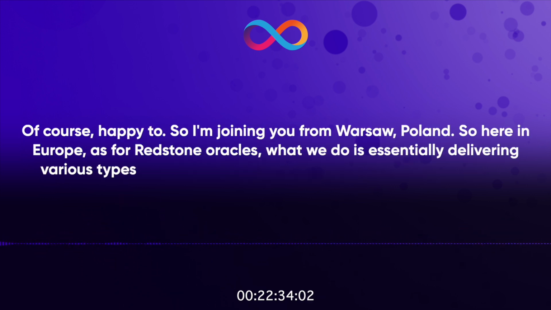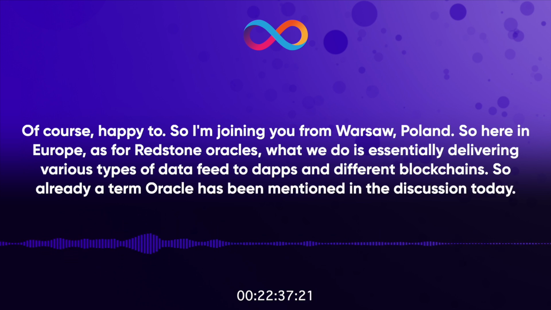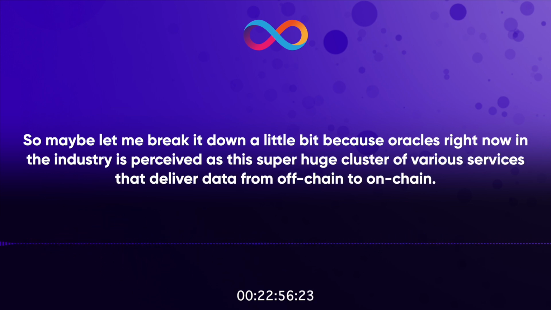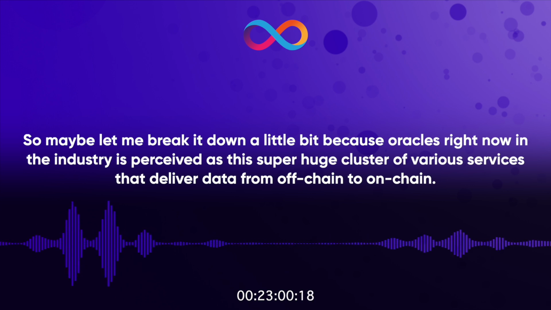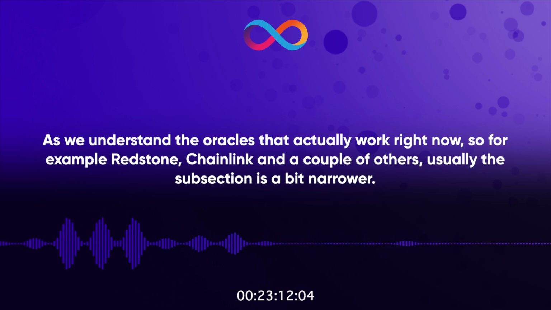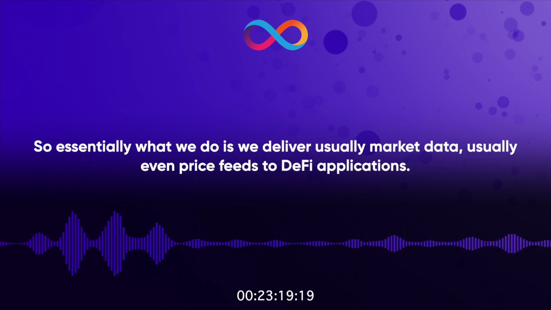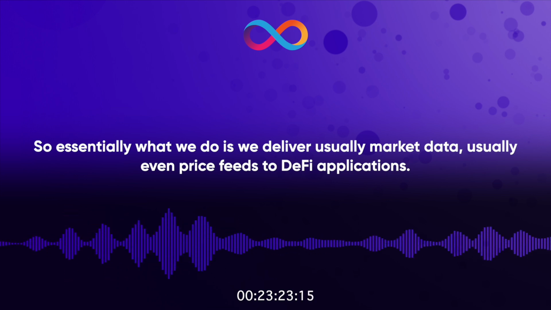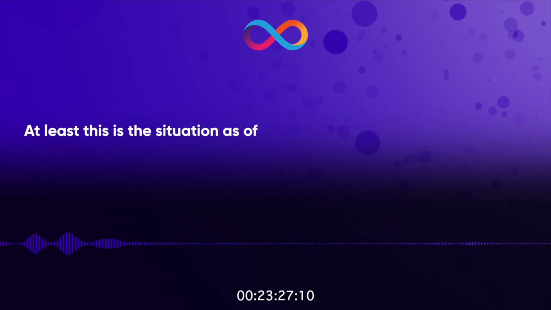So I'm joining you from Warsaw, Poland, here in Europe. As for Redstone oracles, what we do is essentially delivering various types of data feeds to dApps on different blockchains. The term oracle has already been mentioned in the discussion today, so let me break it down a little bit, because oracles in the industry are perceived as this super huge cluster of various services that deliver data from off-chain to on-chain. As we understand the oracles that actually work right now, for example Redstone, Chainlink, and a couple of others, the subsection is usually a bit narrower. Essentially what we do is deliver market data, usually price feeds, to DeFi applications. At least this is the situation as of today.